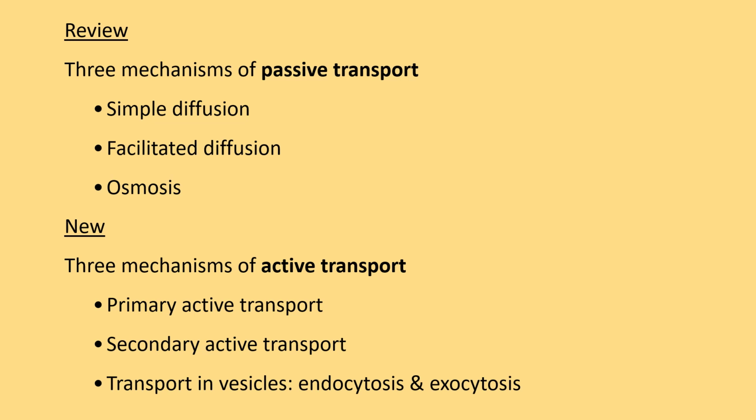Today, we'll wrap up transport mechanisms by talking about mechanisms of active transport. And active transport differs from passive transport in one principal way. That is, during active transport, the cell needs to spend ATP. The cell needs to spend its own energy in order to move something across that plasma membrane. And we'll talk about 3 types of active transport: primary active transport, secondary active transport, and vesicular transport, or transport in vesicles.